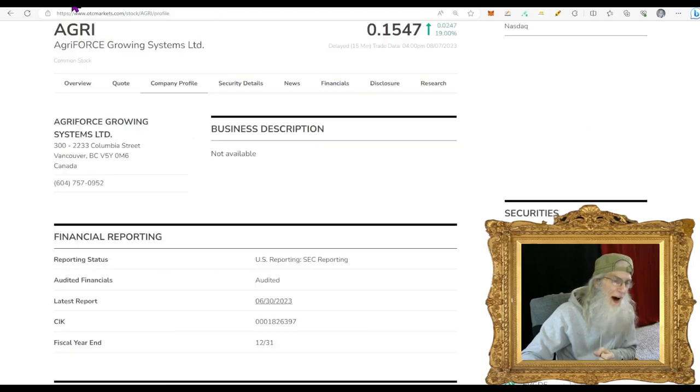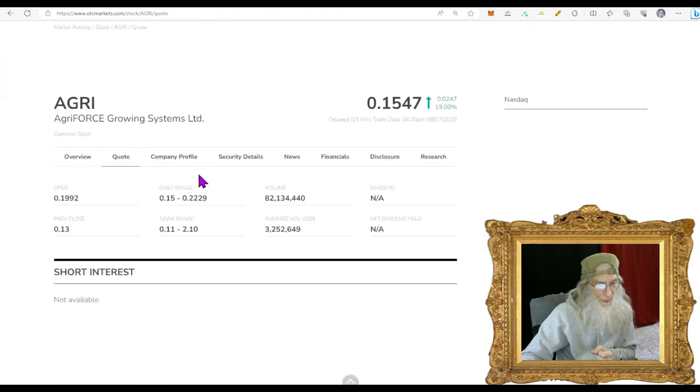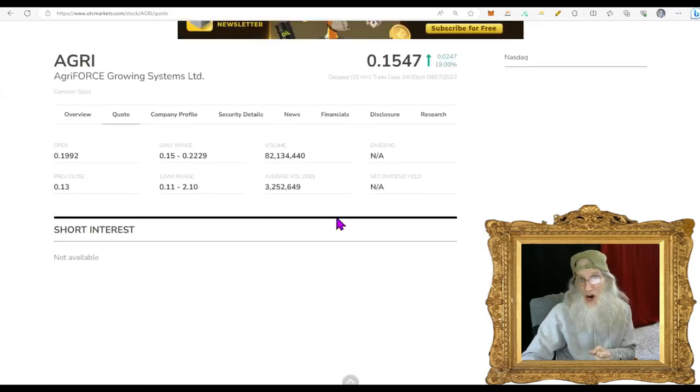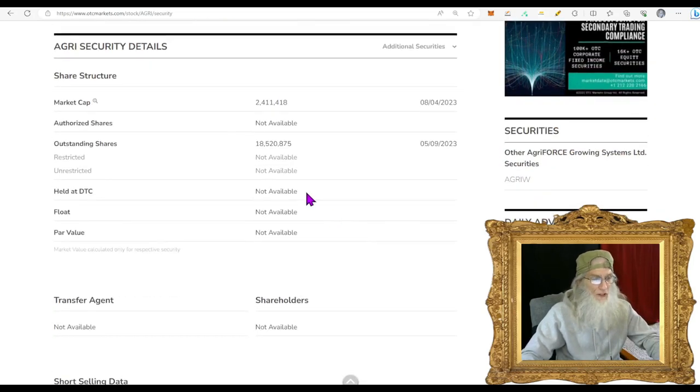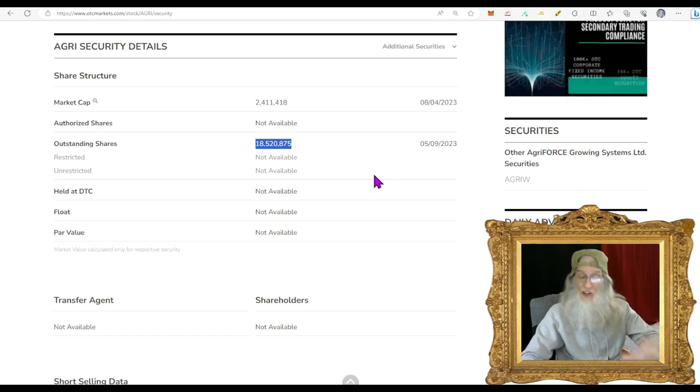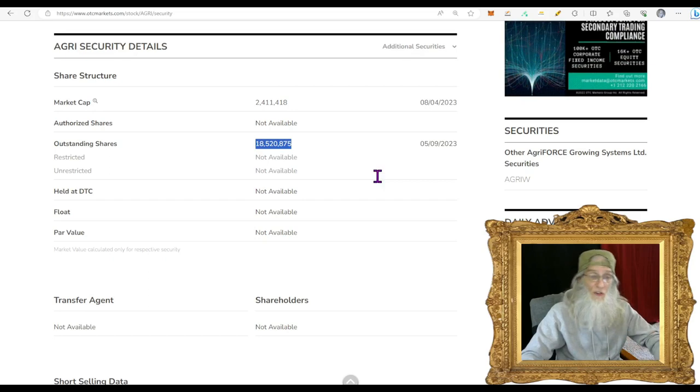So the relative volume around the company today. Nice jump. Going from 3.2 million to 82.1 million. That is huge. Share structure for AGRI, I don't know what the float is. All they tell us is the outstanding share count, which is only 18.5 million. You can't have a float any higher than the outstanding share count. So that's going to be a decent float, whatever it is.